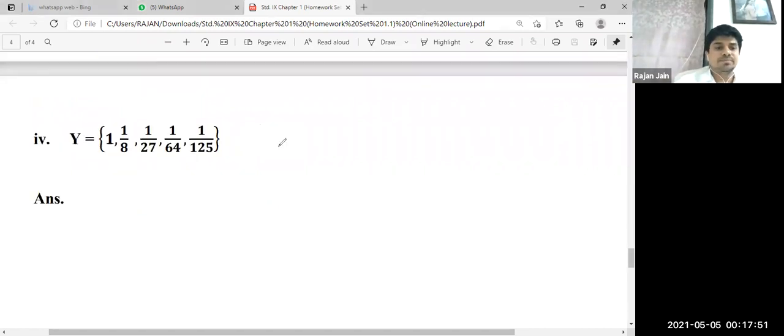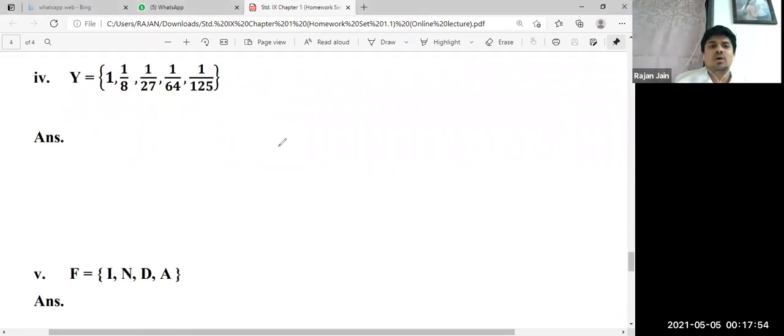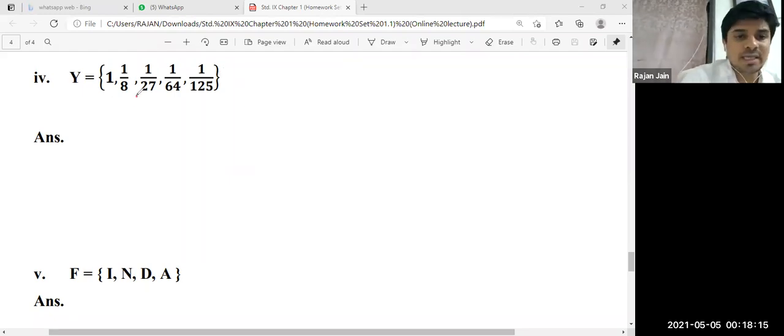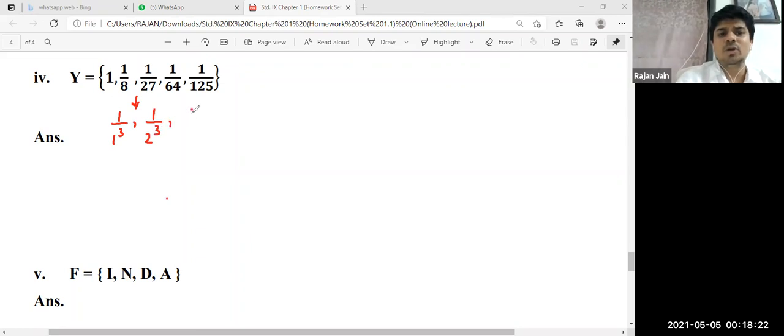Let's go ahead. Question number 4. Y is a set of 1, 1 upon 8, 1 upon 27, 1 upon 64, 1 upon 125. Now what is the specialty over here? The denominators are nothing but cubes. 8 is 2 cubed, 27 is 3 cubed, 64 is 4 cubed, 125 is 5 cubed. So basically these same elements I can write like this. 1 I can write as 1 upon 1 cubed. 8 I can write as 1 upon 2 cubed. This is 1 upon 3 cubed.